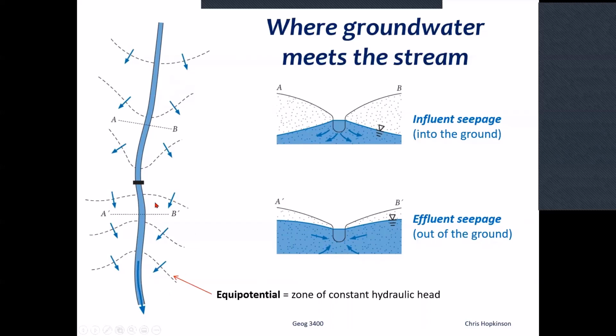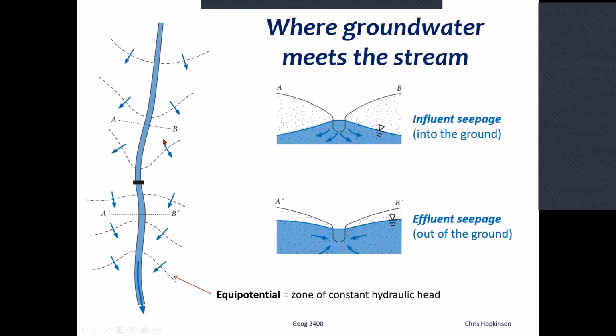Now, as we go downstream, in this example, we see that the lines of equipotential are now curving in the downstream direction, and that's telling us that the flow lines are into the river, and therefore it's effluent. So it's gaining discharge from the groundwater.